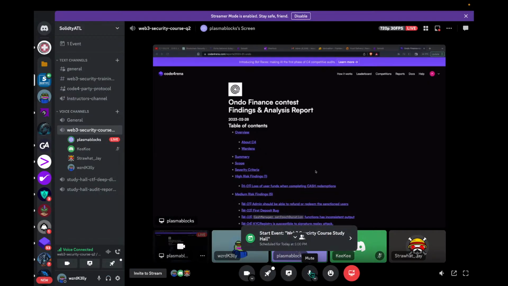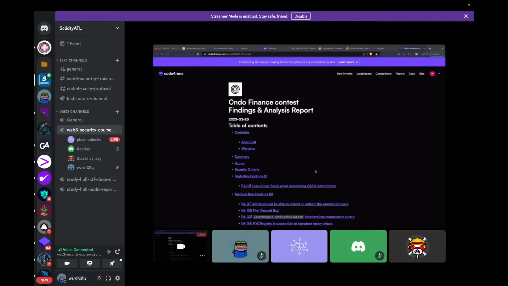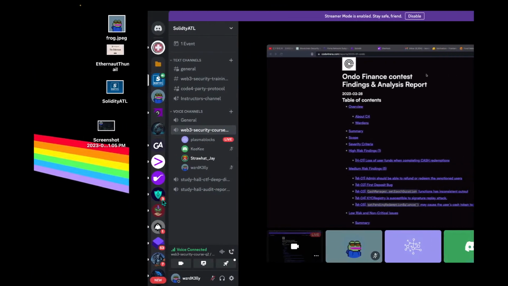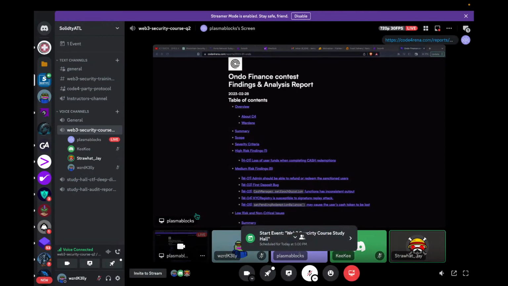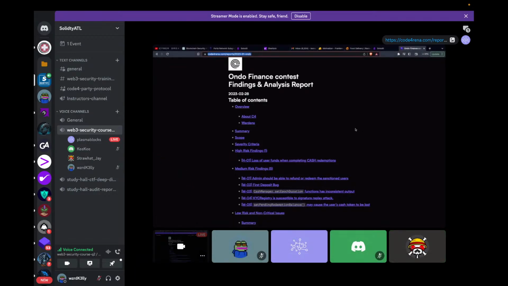So before I go through the report, I think it's important to point out that every audit report might be structured slightly differently, but there's a lot of common things between audit reports that make it easier to digest. Could you send the link to the audit report so I can pull it up on my other screen? Yeah, I'll send that in the chat.